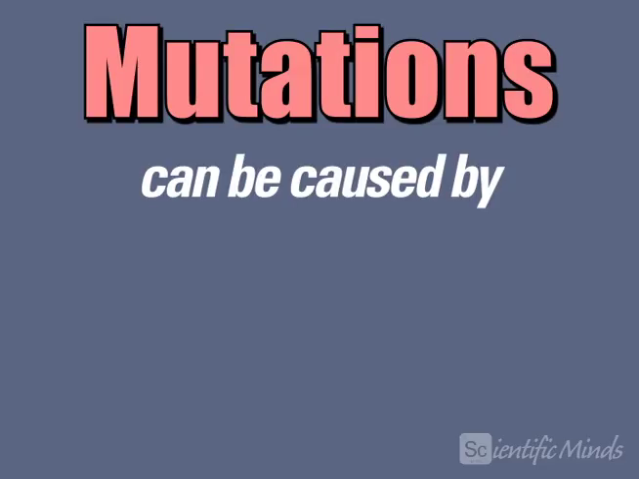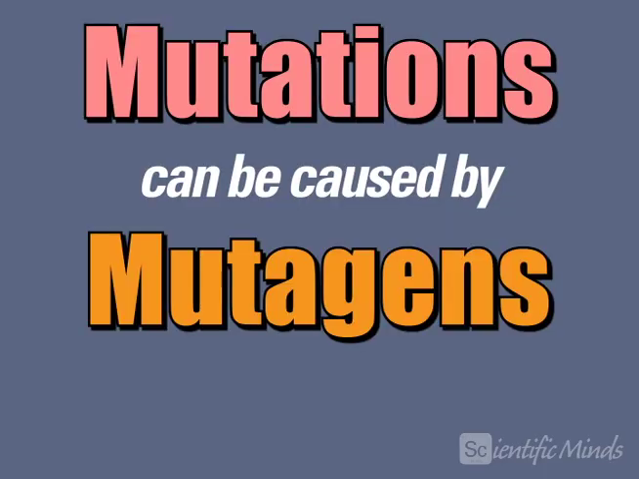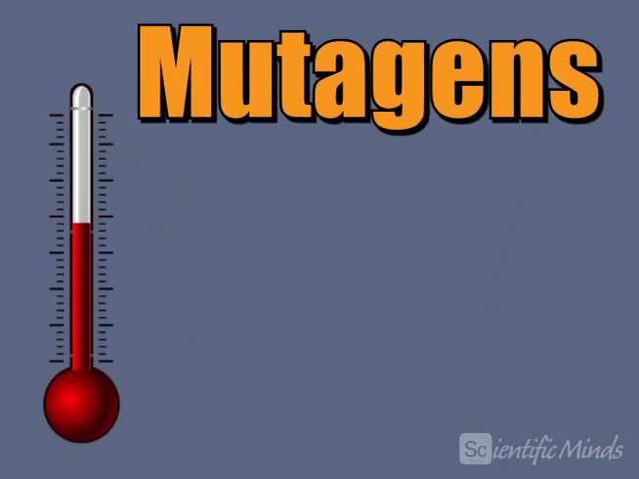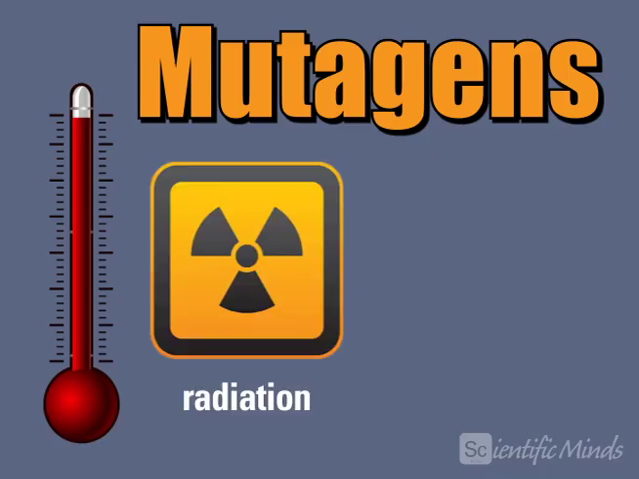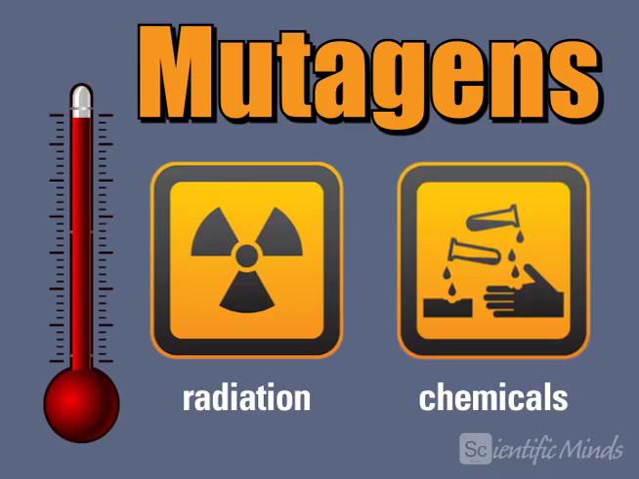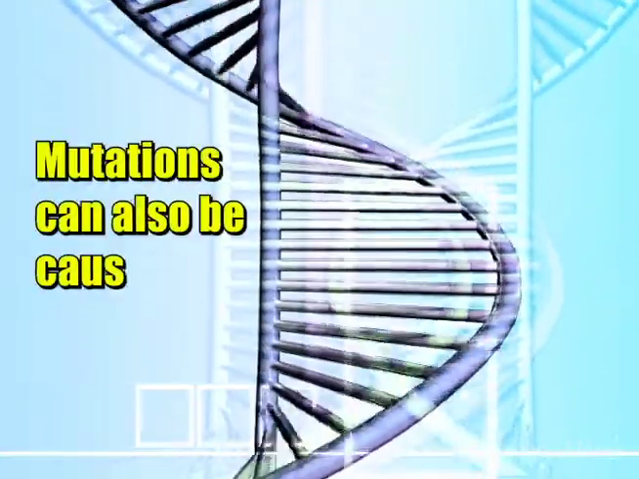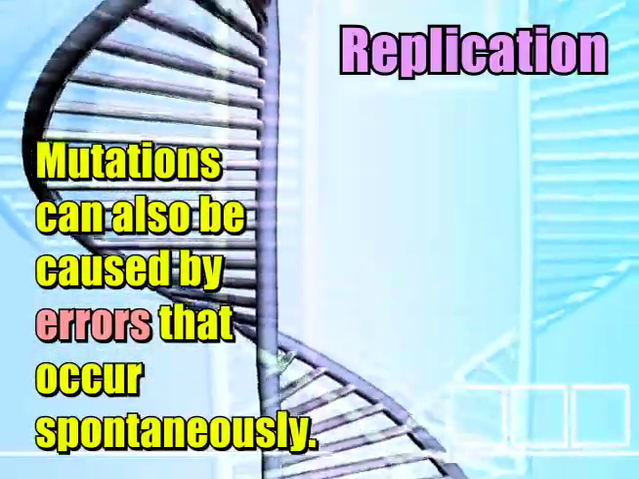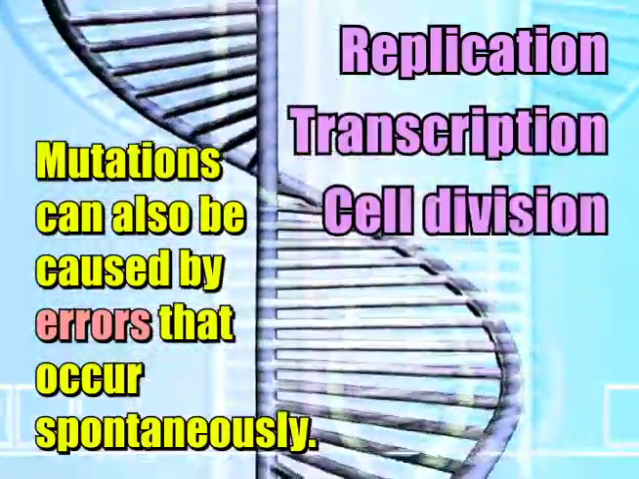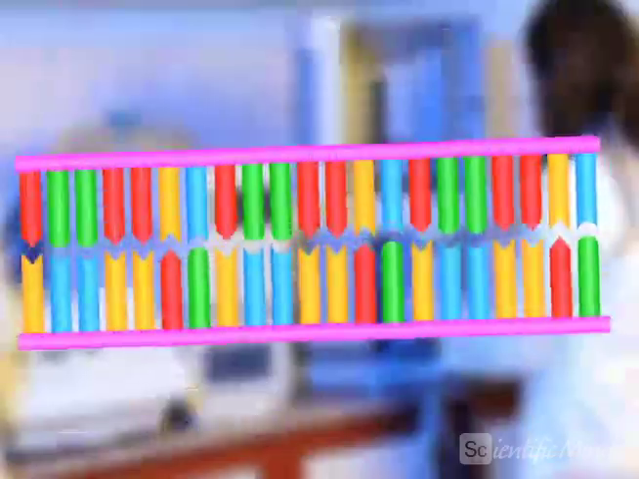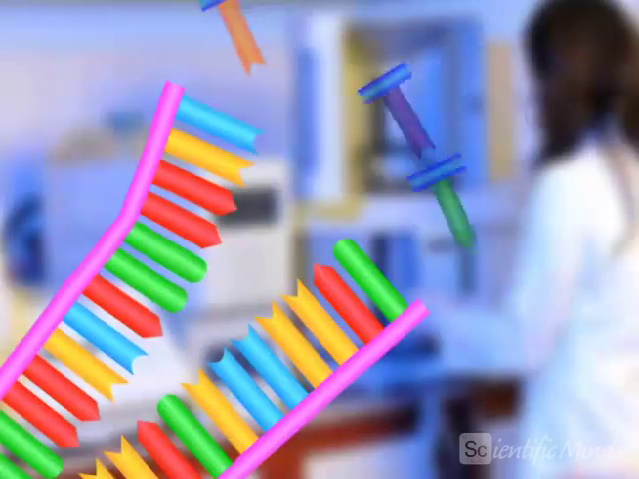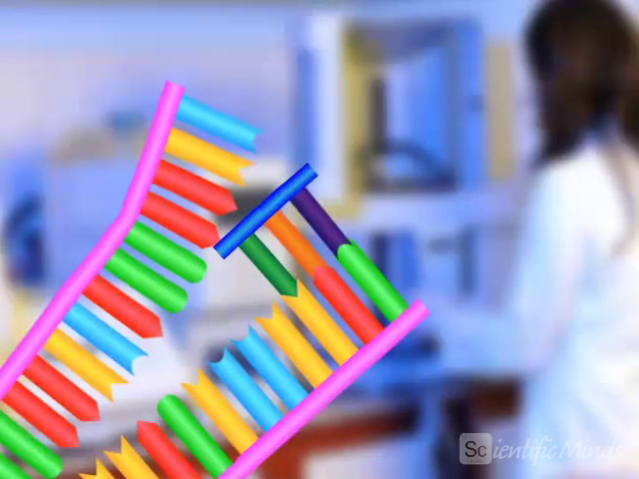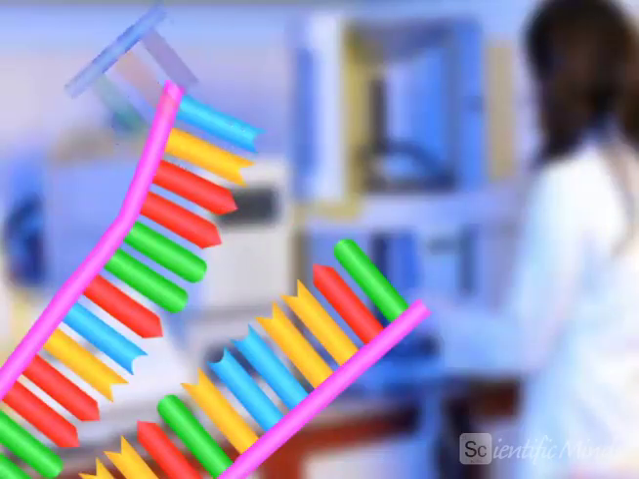Mutations can be caused by external agents, called mutagens, such as exposure to high temperatures, radiation, or certain chemicals that damage genes or break apart DNA. Mutations can also be caused by errors that occur spontaneously within the cell during DNA replication, transcription, and cell division. RNA molecules use instructions from DNA to build proteins. If an error occurs in translating the instructions, then two types of mutations can occur.